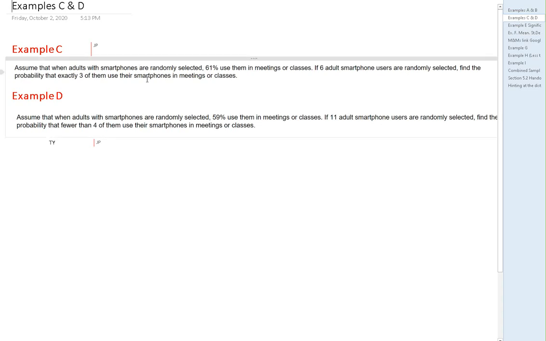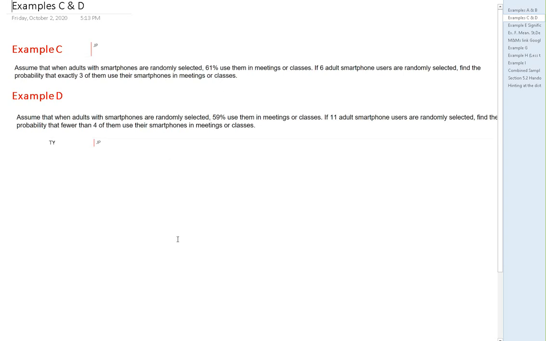Let's move on to example C. Assume that when adults with smartphones are randomly selected, 61% of them use them in meetings or classes, except your stat class, right? Layla, you're supposed to nod at that and say, yeah. All right. If 6 adult smartphone users are randomly selected, find the probability that exactly 3 of them use their smartphones in meetings or classes.